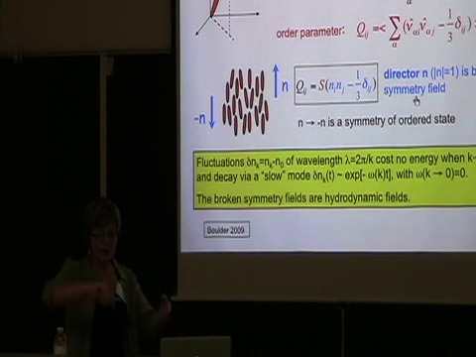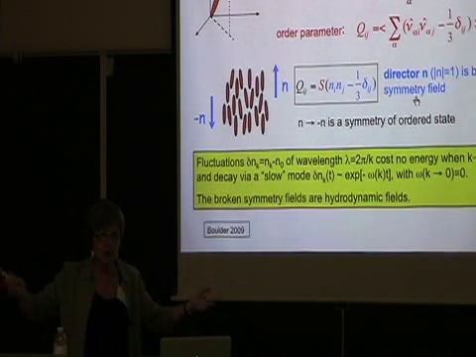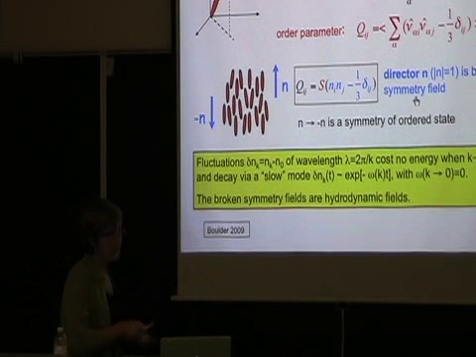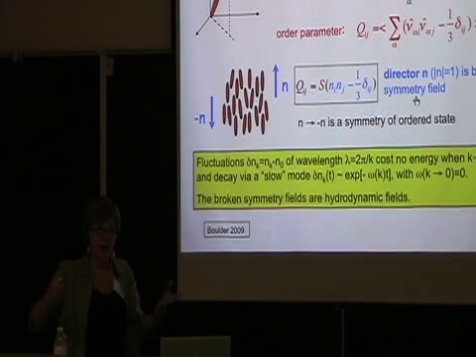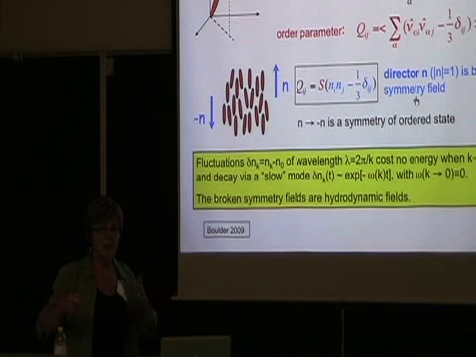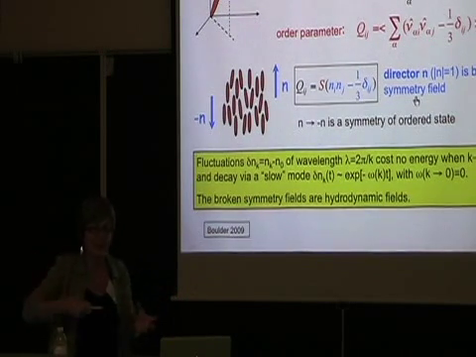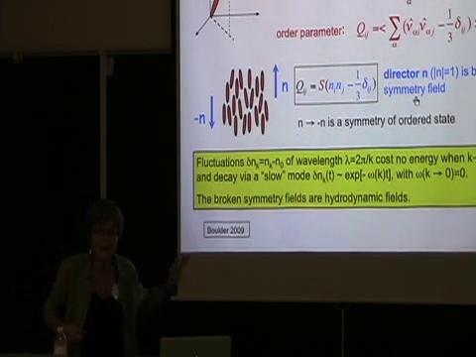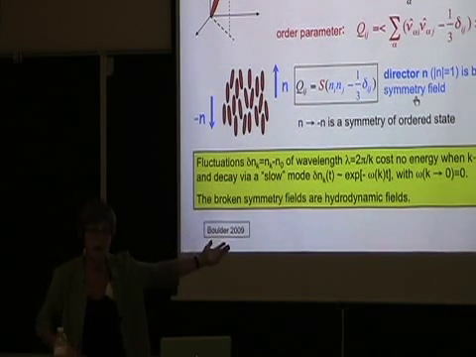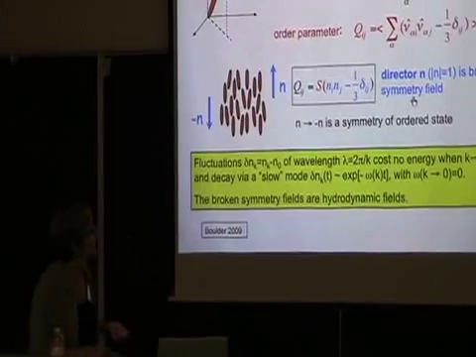S equals 0 is the disordered state. On average, there is no preferred direction. S finite is the ordered state. Of course, S can range from, say, 0 to 1, meaning S equal to 1 is more ordered. It's just like the magnitude of the magnetization in a Heisenberg ferromagnet, if you like.